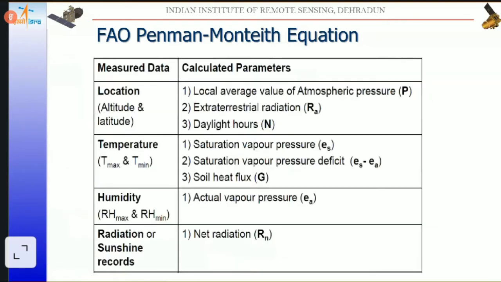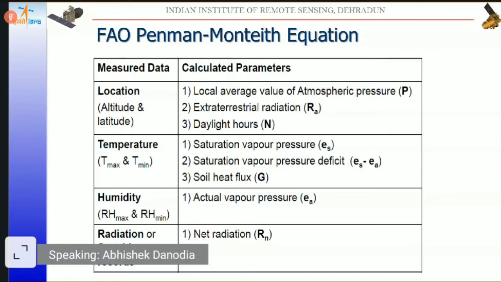These are all the major data sets at the particular location. Very first, the location: altitude and latitude. For a particular location, what are the atmospheric pressure values there? What are the extraterrestrial radiation and the daylight hours, the capital N value? These three parameters we can calculate using the major data sets, and their formulas and all the details are available in the FAO Irrigation and Drainage Paper number 56 manual, which comprehensively defines each and every parameter in detail.